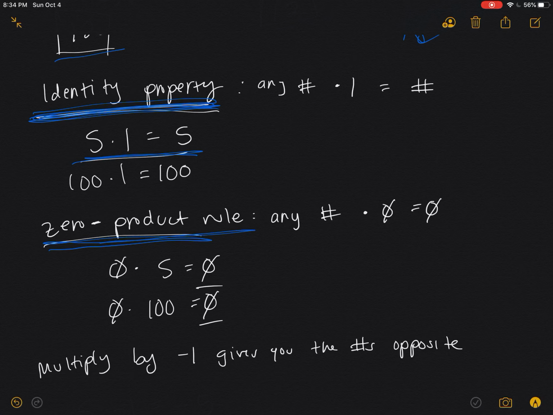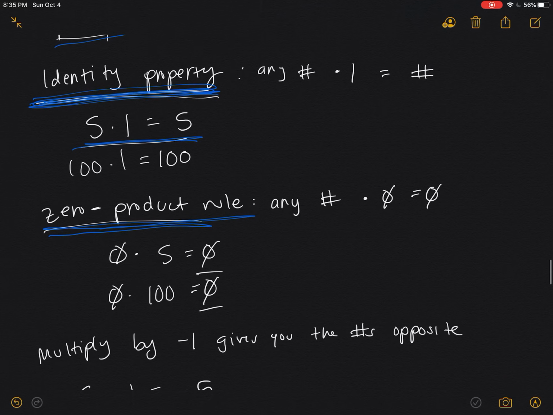Zero product rule. Any number times 0 is equal to 0, right? So 0 times 5 is 0. 0 times 100, 0 times anything, it's just going to be 0. And we'll use that when we get to quadratics. That's the very last topic we're going to get to at the end of the quarter.